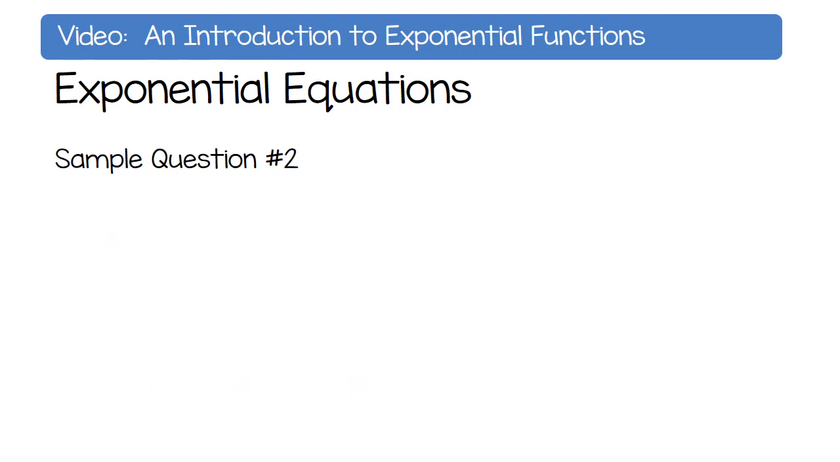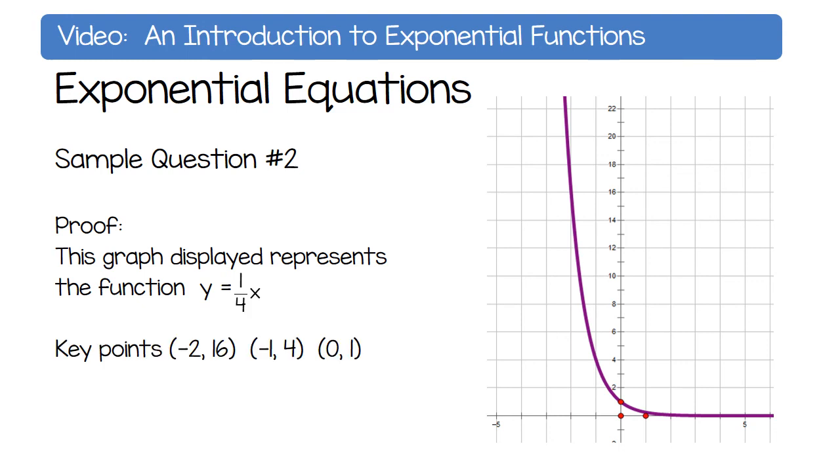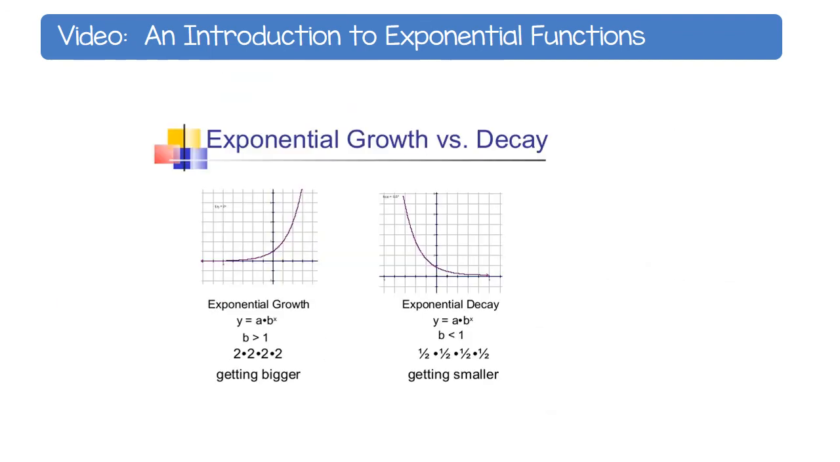Sample question number 2. Proof. The graph displayed represents the function y = (1/4)^x. The key points (-2, 16), (-1, 4), (0, 1) show as you move from left to right, the graph is decreasing, which makes it decay. Remember, exponential growth, exponential decay.